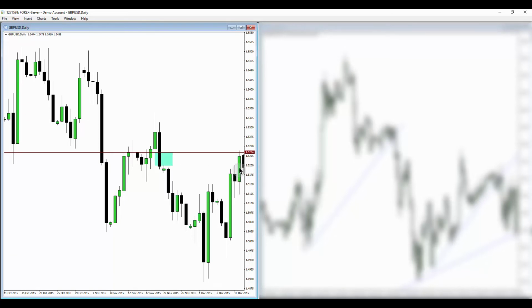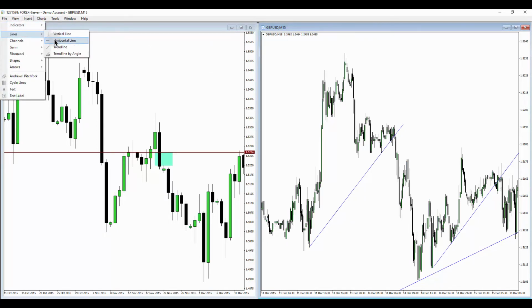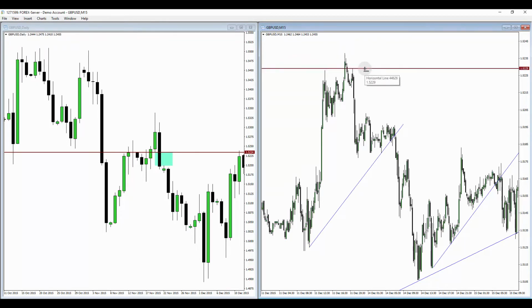That day it occurs is December 11th, 2015. Okay, over here on the right hand side, we have the 15-minute time frame for December 11th, 2015. And we're going to delineate that same high at 52.34.